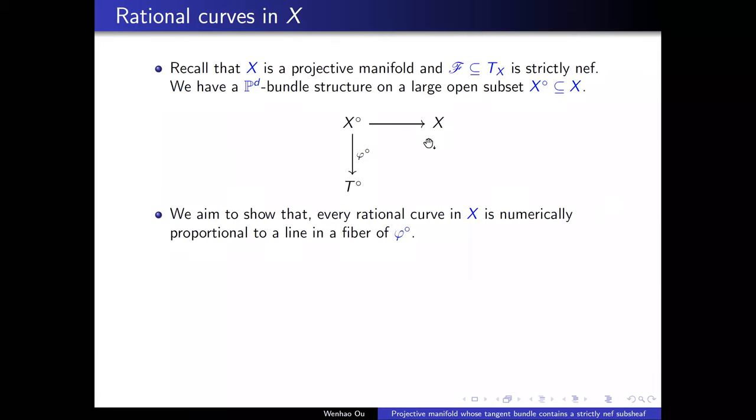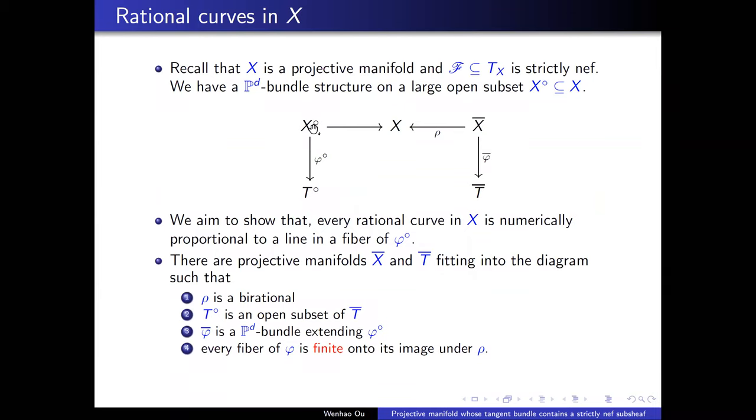To do this, as I mentioned earlier, we are going to compactify this family into a compact, projective family. But once we compactify this family, the total space, denoted X bar here, is a priori not the same as X. It can be obtained by blowing up X. So this is a modification, a birational proper map from X bar to X. Indeed, we have the following: a projective manifold X bar and T bar with a projective morphism phi bar, such that X bar and X are birational.